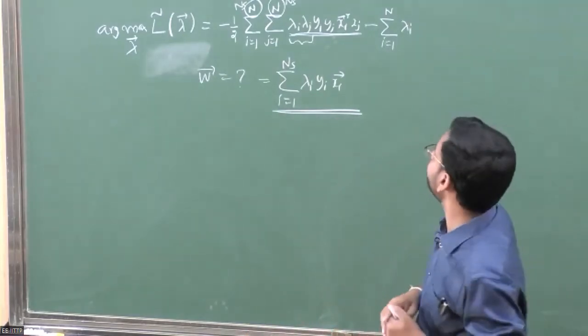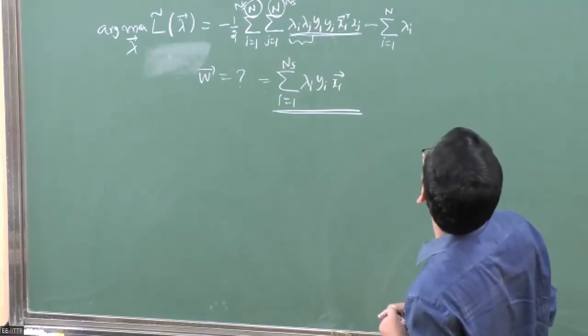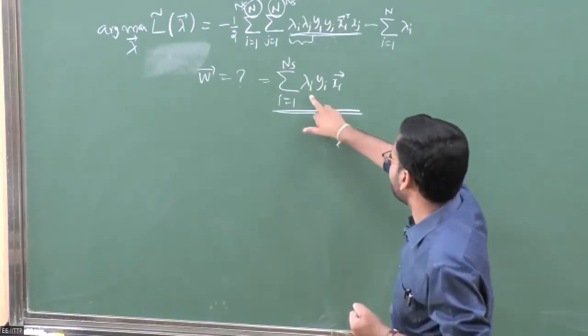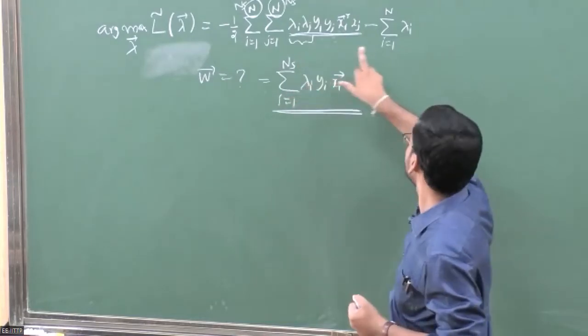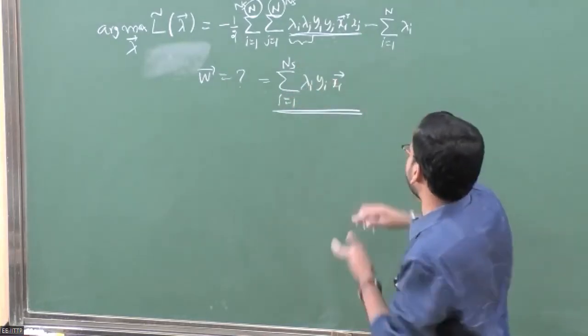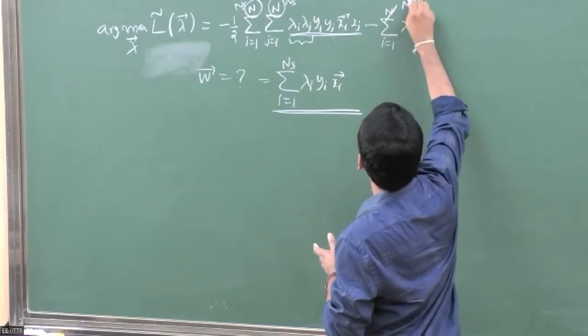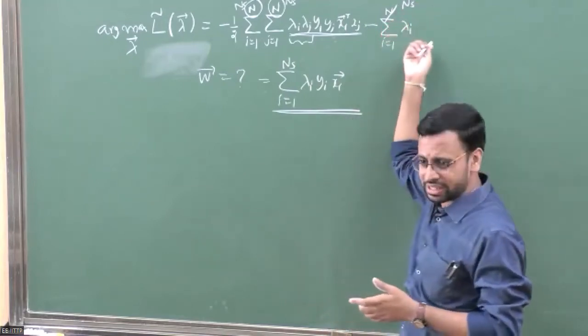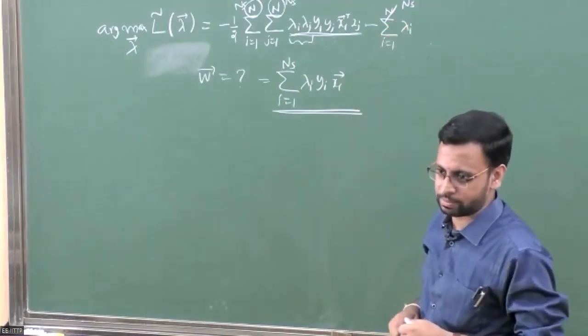NS will also change for lambda i summation NS here. Yes, this is also NS. Otherwise also it doesn't matter, the rest are zeros, so it doesn't matter.